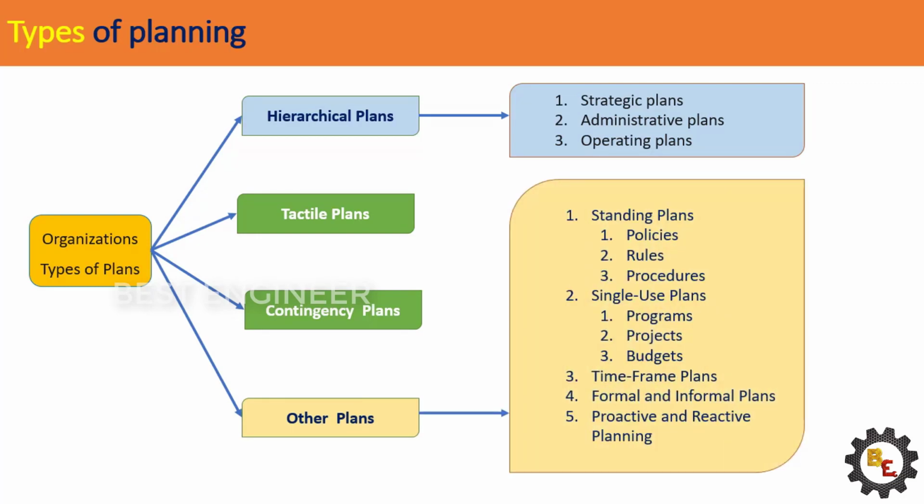Those are standing plans. Under standing plans there are three types. Those are policies, rules, and procedures. Next, single-use plans. Under single-use plans there are three types. Those are programs, projects, budgets. Next, time frame plans. Next, formal and informal plans. And proactive and reactive planning. Now, let us see one by one in detail.